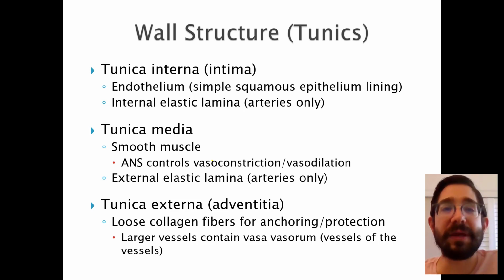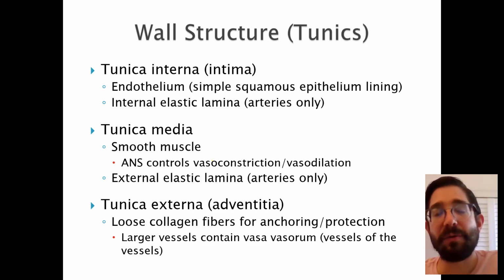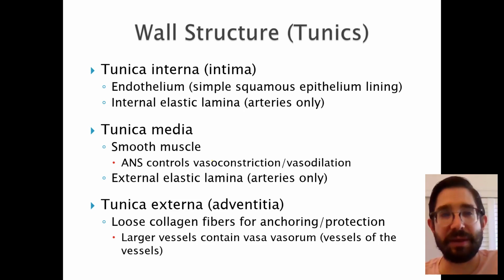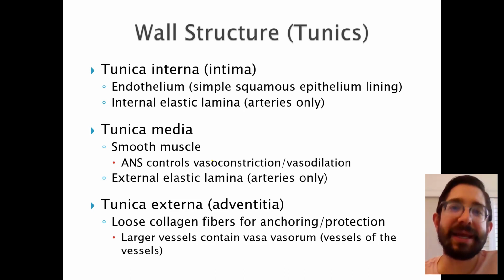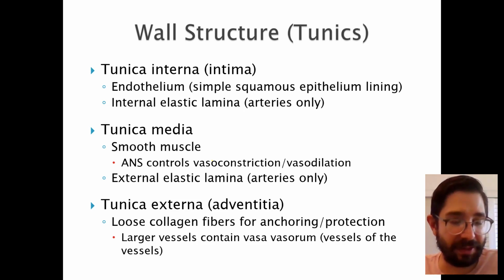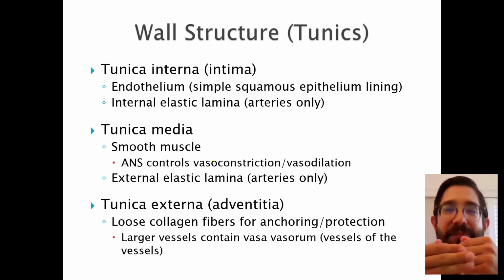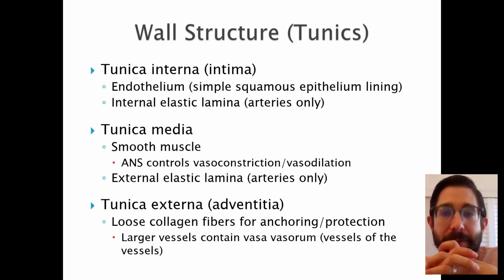On the outermost coat, which you can call the tunica externa or the tunica adventitia, there are a bunch of loose collagen fibers. They are protecting the vessel and anchoring it down. So if you were to look down at your arm and find a blood vessel that you could see, if you tug on the skin, you'll see that that blood vessel will move with the skin. So it is anchored down to those deeper skin layers.